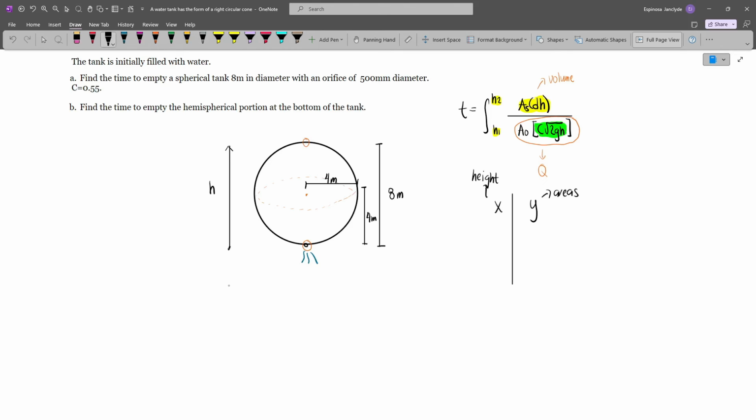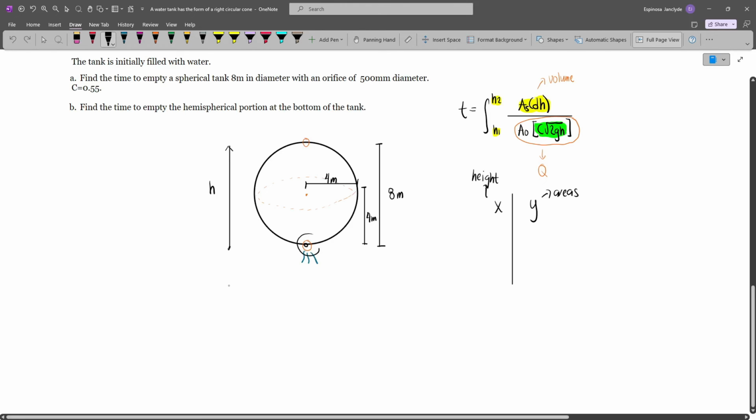And so here, let's start with this one. The elevation here is 0, and the area there is also 0, because that's at the tip. And then for this one, our elevation is 8 meters. So this is 8, and our area here is still 0. So this is 0. And then here at the center, our elevation is 4 meters, and our area is pi r squared, in which our r is 4 meters.